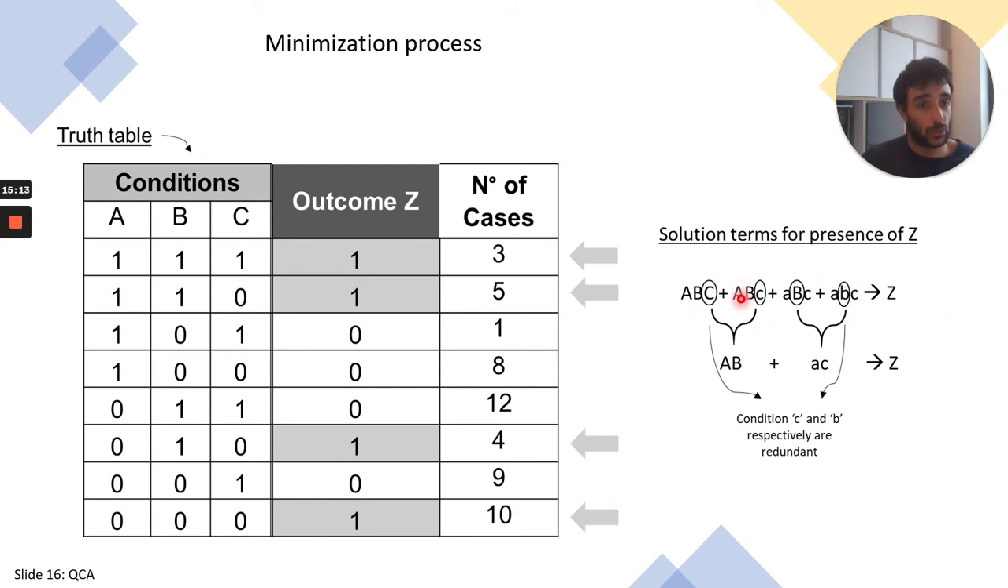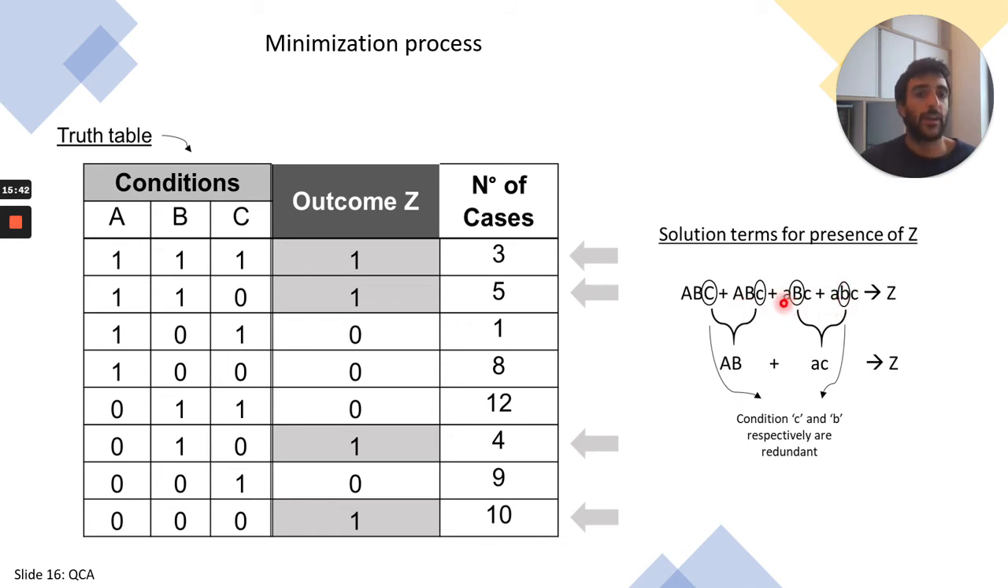After we have this solution term, all these solutions tell us it will lead to outcome Z. Now all these can be minimized by, of course, looking at here. If A and B is present, it doesn't matter whether C is present or not. So that means that we can minimize this solution term to AB, because C is irrelevant, it's redundant.